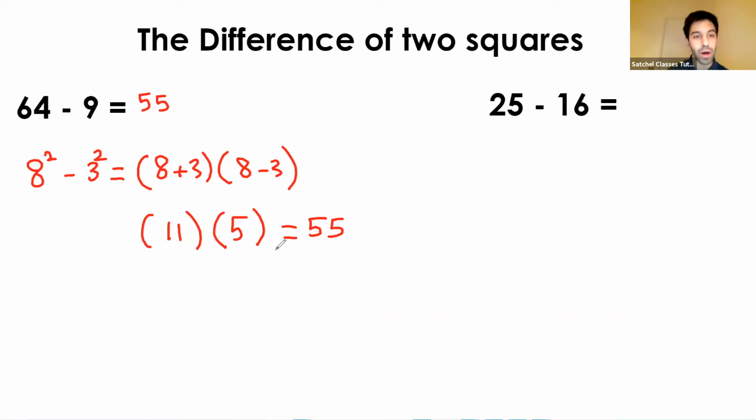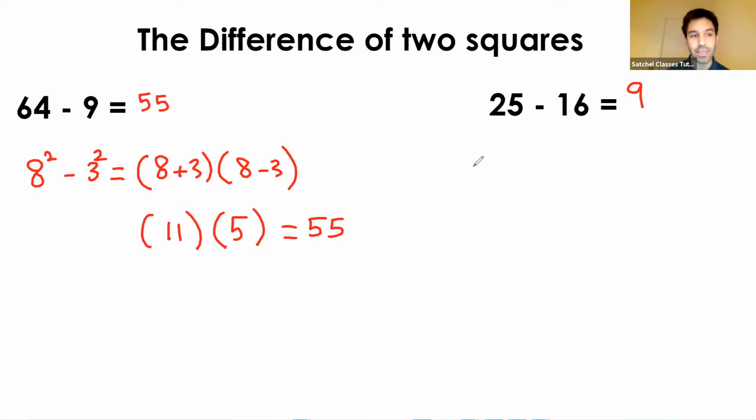Now you may be wondering, why am I taking all of these long steps when I can simply work out 64 minus 9 is 55? I'm just trying to see if we can spot a pattern here. Let's have a go at 25 take away 16. 25 take away 16 is going to be 9.